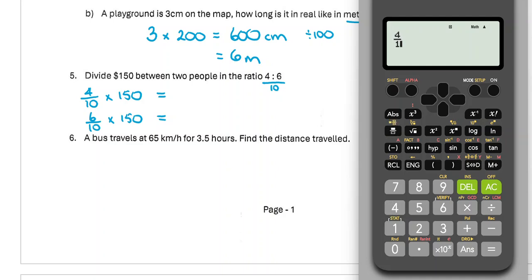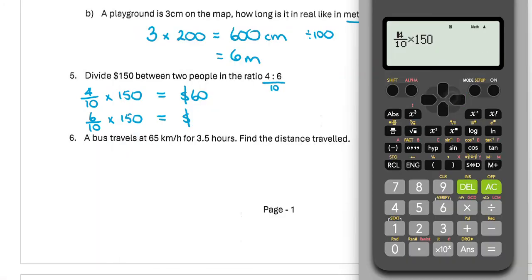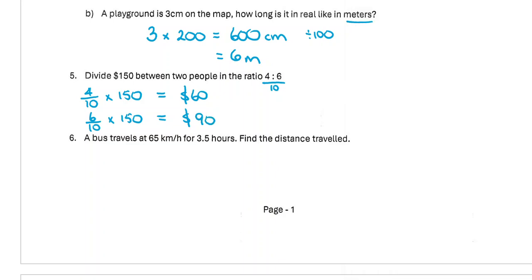So 4 out of 10 times 150 is $60 for the first person. And then for the second person, they get 6 out of the 10 parts, so they're getting $90. And if you add 60 and 90, that is making a total of the 150 that we were dividing up.